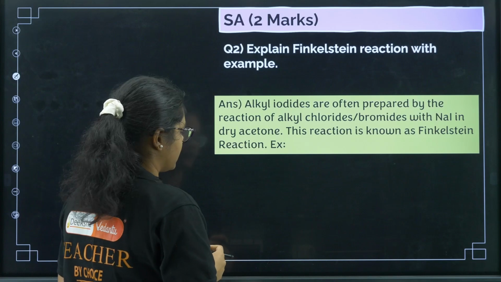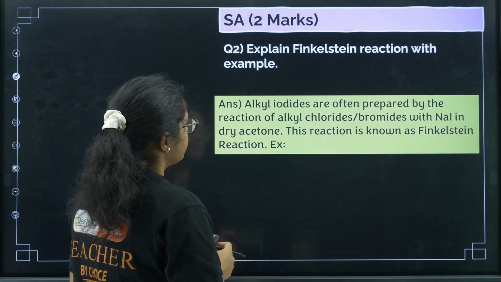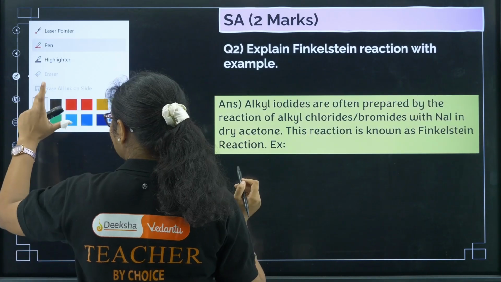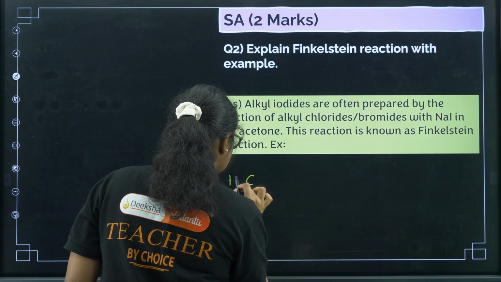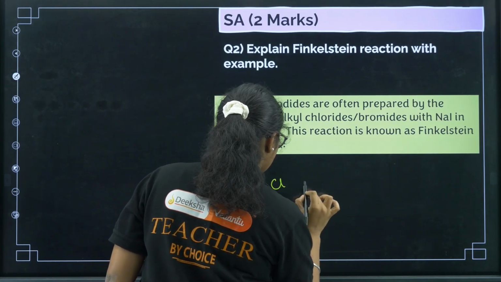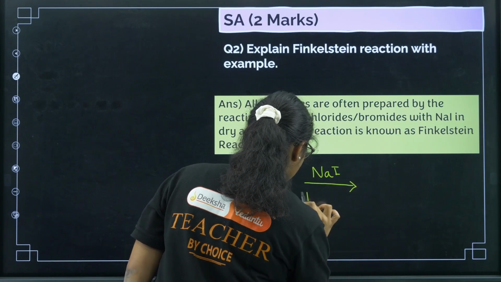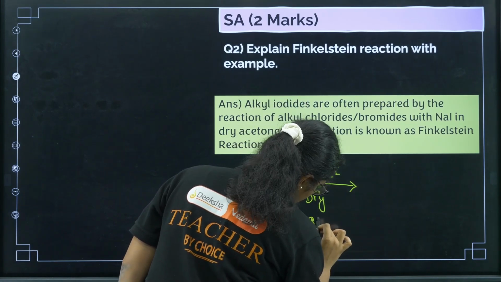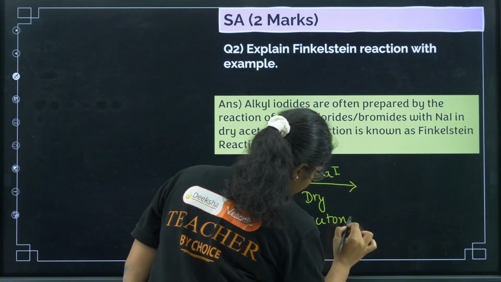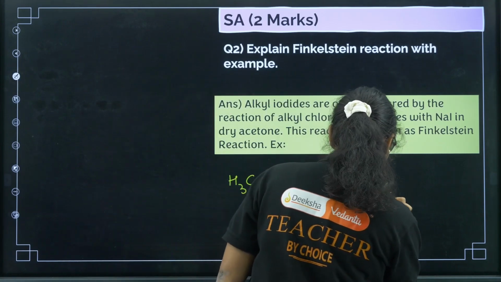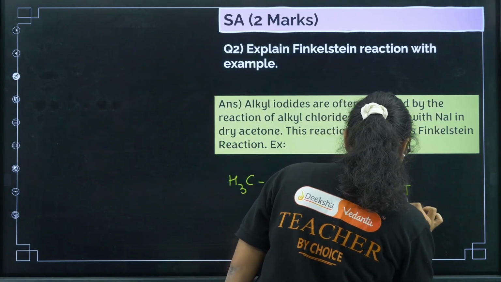Okay, so example you can write down here. One second. So I can just write one example and show you. So I'll write CH3Cl, okay, in presence of NaI and dry acetone. Okay, so this one will give me CH3I, okay, plus NaCl.